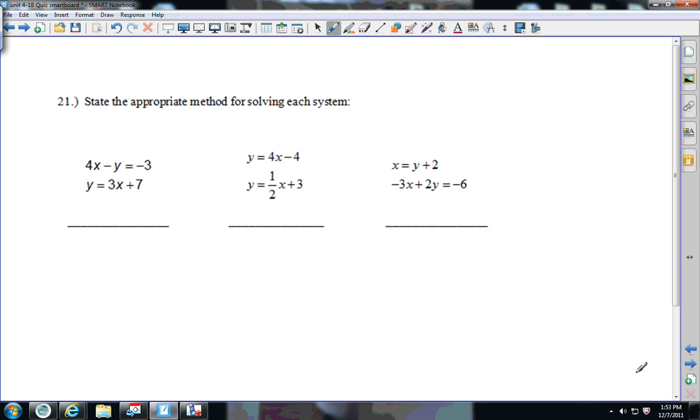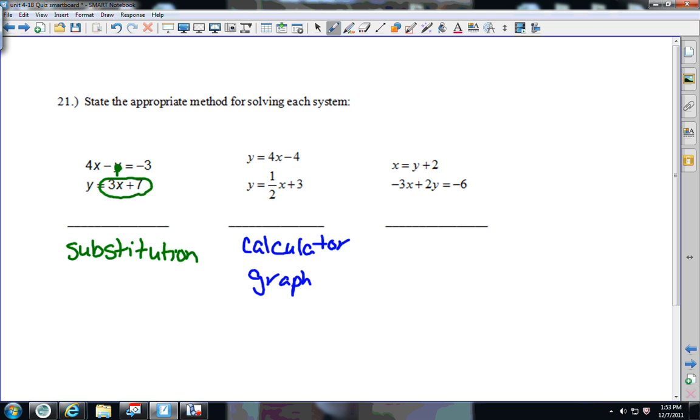Here's the next one. It says state the appropriate method for solving each system. Okay, so right here, I'm going to circle this and put this in here for y because one of them is in y equals. Well, what are you doing when you do that? That is substitution. The next one, they're both in y equals. The easiest thing to do is to put it in the calculator or graphing, basically. This one right here, I have an x equals, going in for the x, this is substitution.